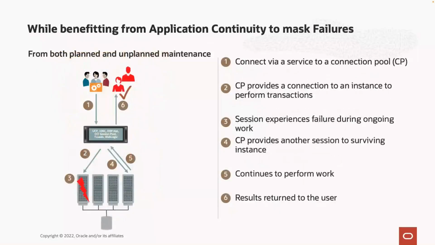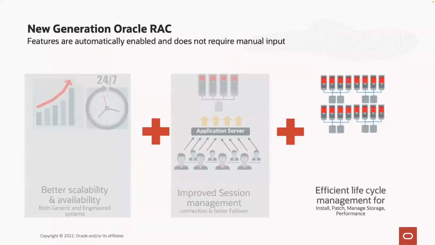Okay. I'm not going to talk much about application continuity because the next session in this series of the master class is going to have a whole 1 hour dedicated to it. But essentially, what I'm trying to tell you is that by enabling application continuity attributes in your service via srvctl, you can benefit from all of this without changing your application.